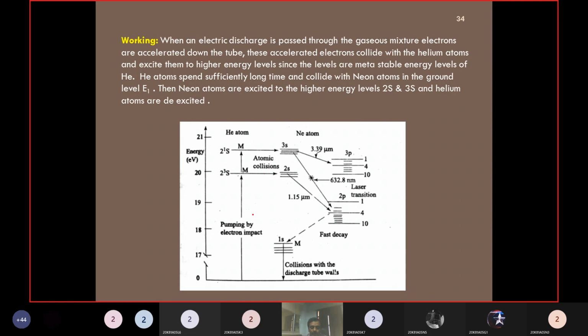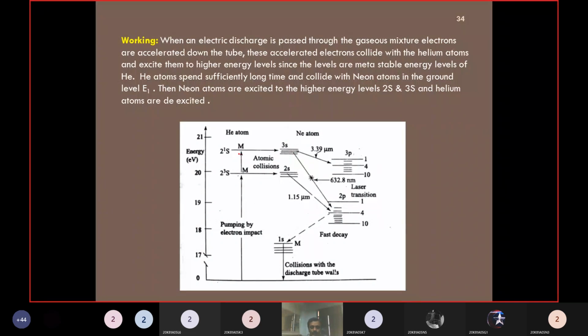So the excited helium atoms interact, that means they collide with the neon atoms for a sufficiently long time, with the neon atoms in the ground level. So these excited helium atoms collide with the ground state neon atoms. That's why those ground state neon atoms come to the equivalent energy states.